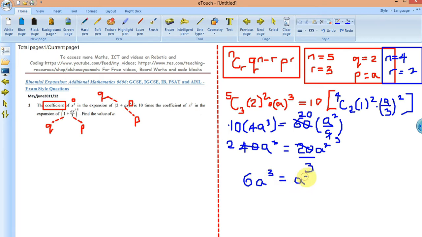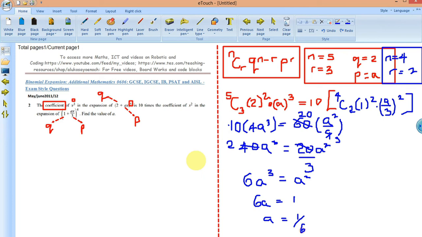Then I can divide both sides by a square. Then I'll end up with something like 6a equals 1. Divide both sides by a square. Guys, you are advanced students. So a equals 1 over 6.